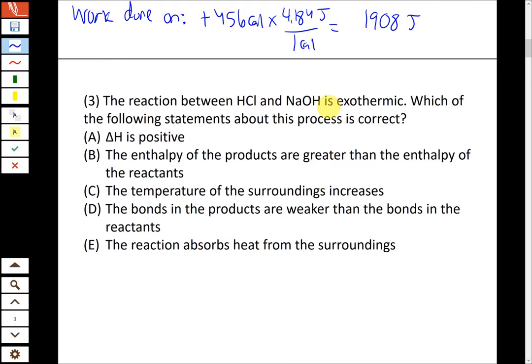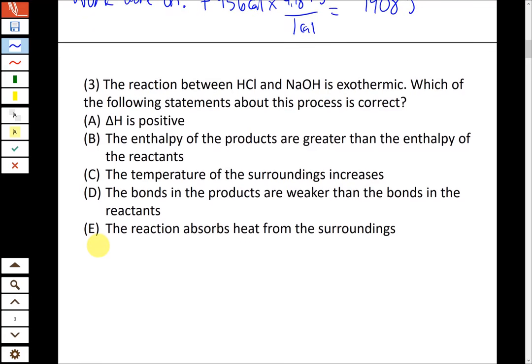So let's just sort of analyze all of them. All we know about this is that it's exothermic. It's the only thing we know. So the first choice A deals with the sign of delta H. So we have to remember the terminology here. Whenever it's exothermic, is delta H going to be positive or negative?